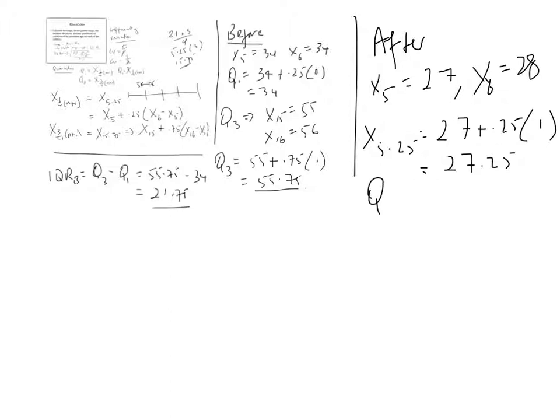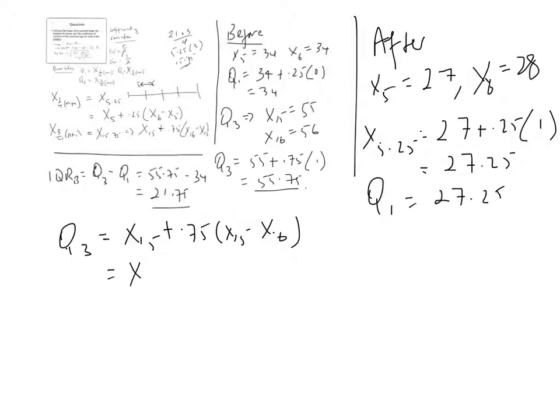So Q1 is 27.25. Q3 is x15 plus 0.75 times x16 minus x15. So let's figure out what that is. Turns out x15, the 15th value, is 36. It's 36 plus 0.75 times the difference between the 15th and 16th value. x16 happens to be 39. So 39 minus 36 is 3.